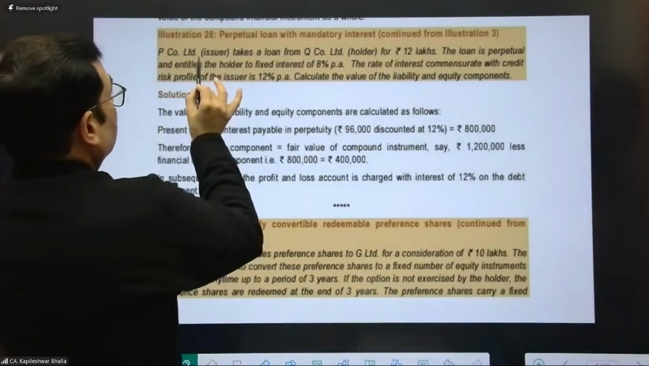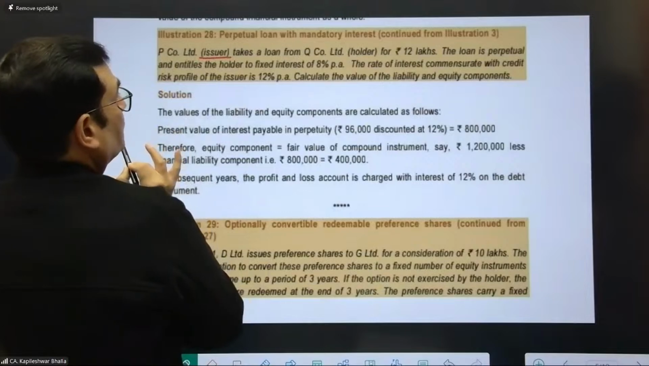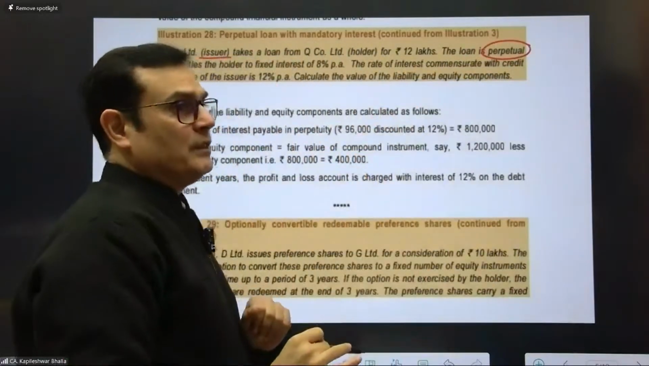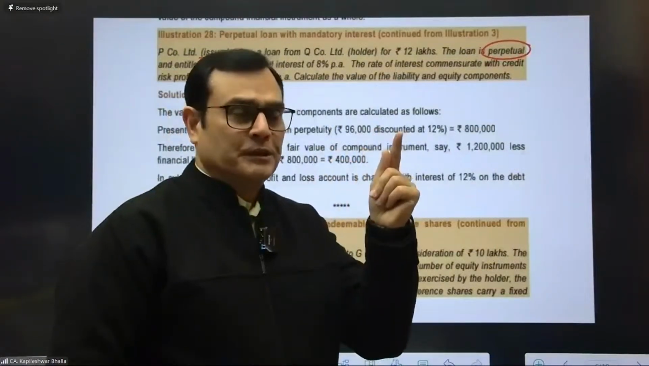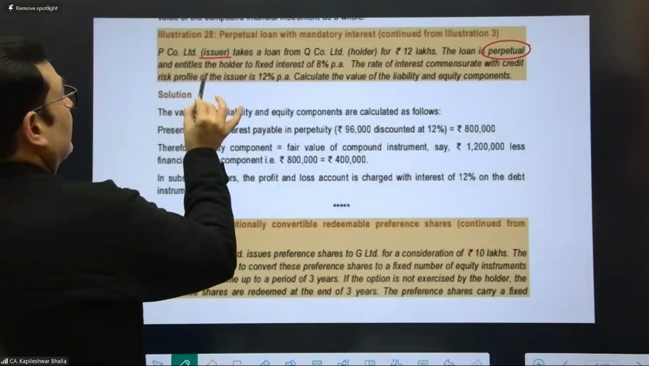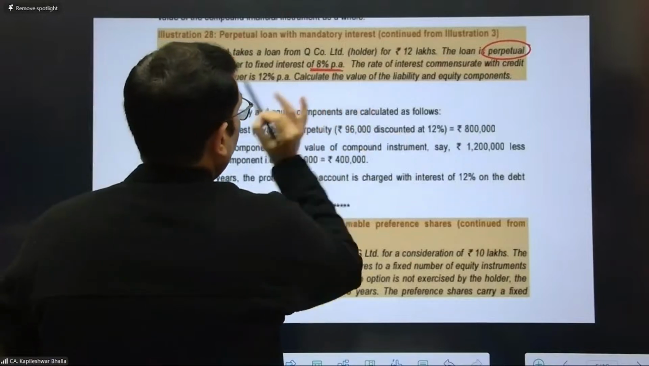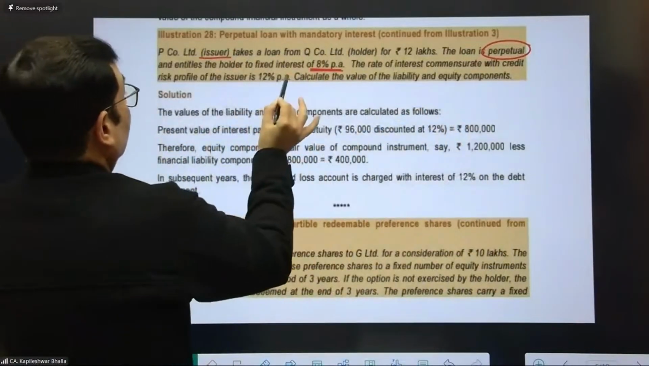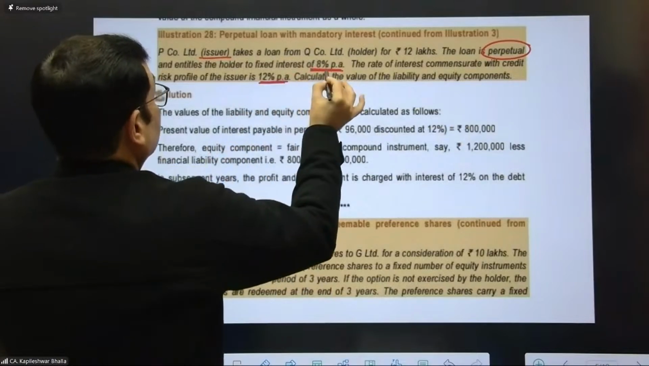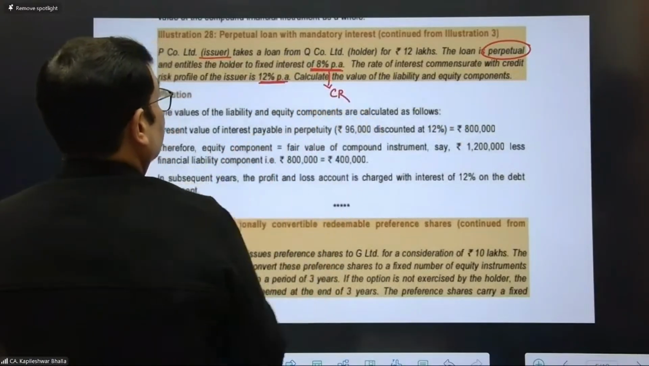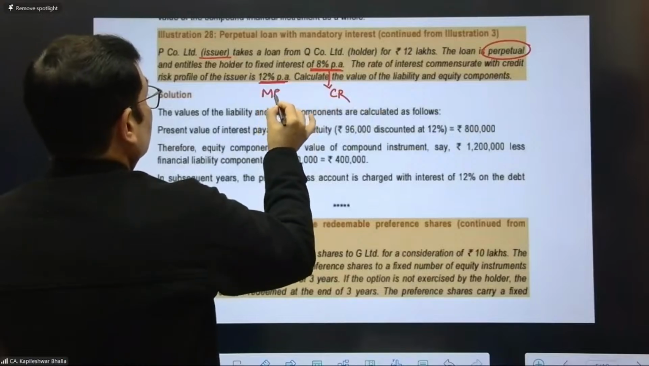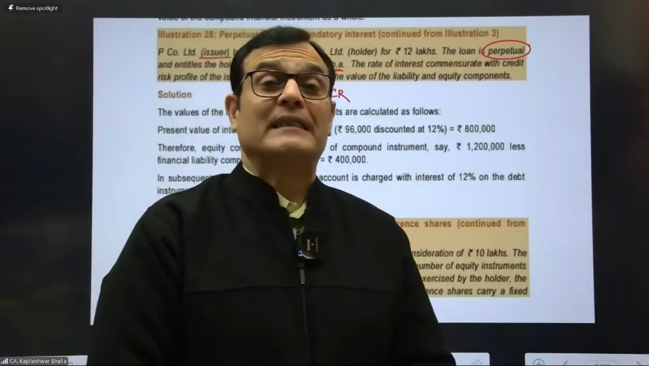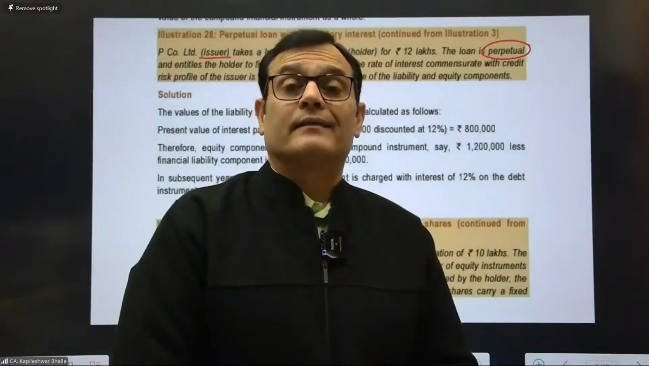It says P company, the issuer, takes a loan from Q for 12 lakhs and the loan is perpetual. The moment you read the word perpetual, alarm bells should ring. It entitles the holder to a fixed rate of 8%, and the rate of interest commensurate with the credit risk profile is 12%. So 8% is the contracted rate, and as per the credit risk profile, the market rate is 12%. I think you've already got the point. The CR is less than the MR.